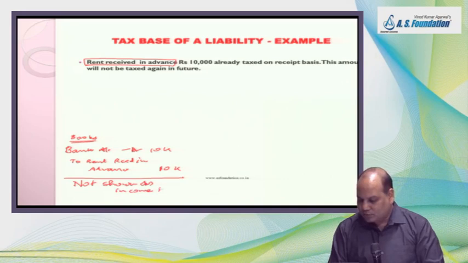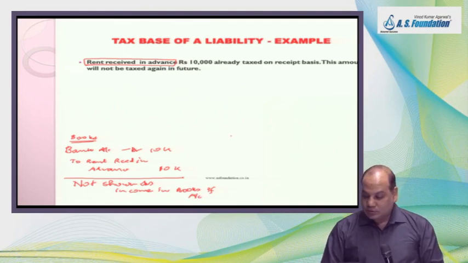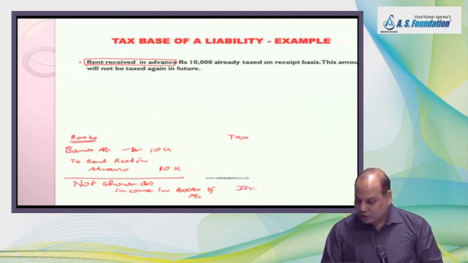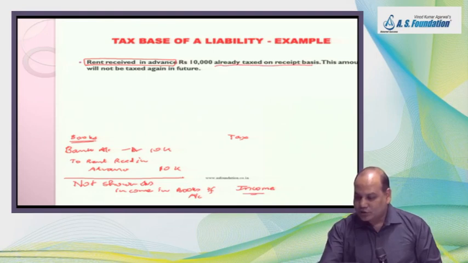Not shown as income. I am going very slow, I know, but a lot of students need to understand the basics. Okay. Not shown as income in the books of account. But what you have done in the tax book? You have already treated it as an income. Already taxed on receipt basis.